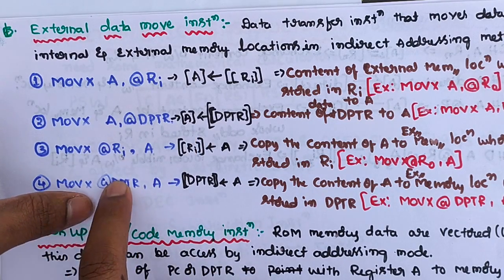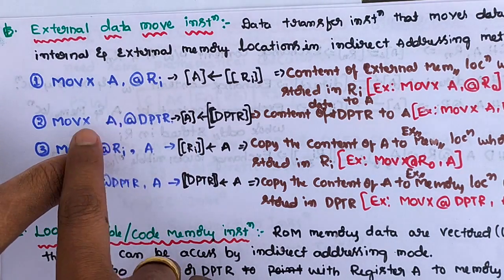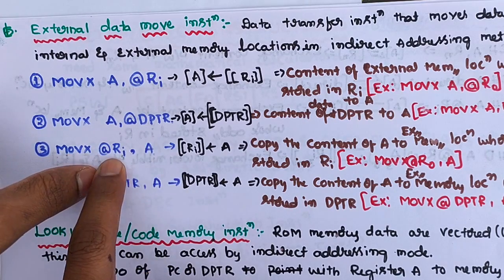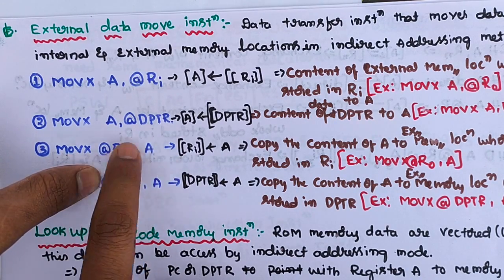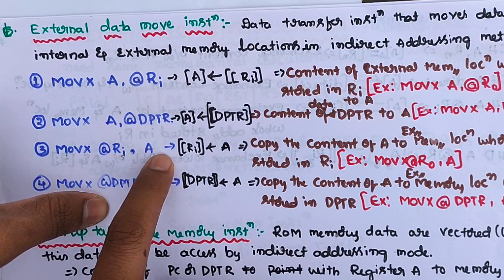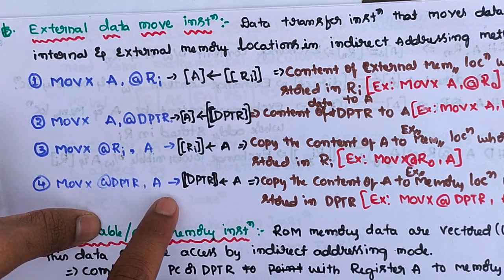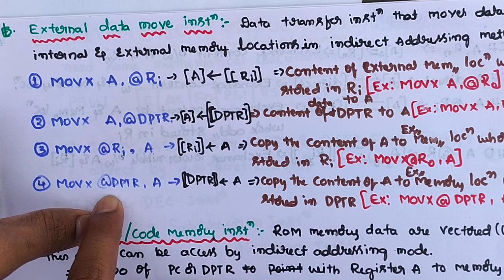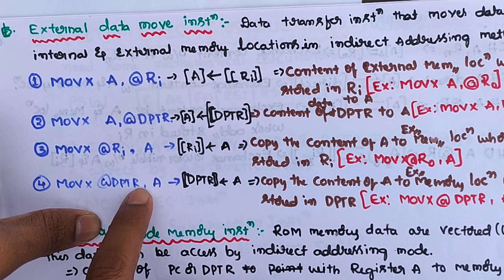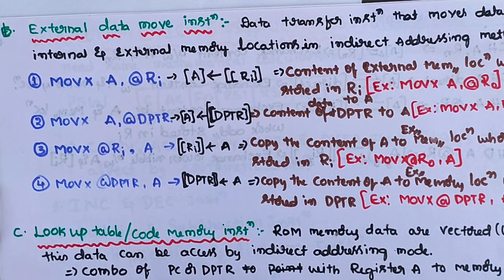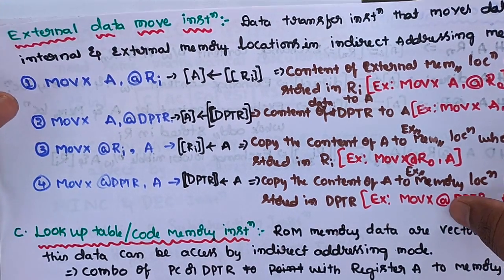And the remaining two are reverse, that is, the source and destination operands are exchanged, but the operation is the same. Accumulator content will be transferred to the memory location pointed to by the register. Accumulator content is transferred to the external memory location pointed to by DPTR. And this is about internal and external.